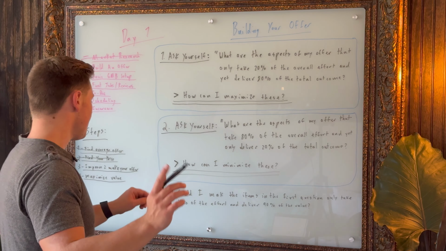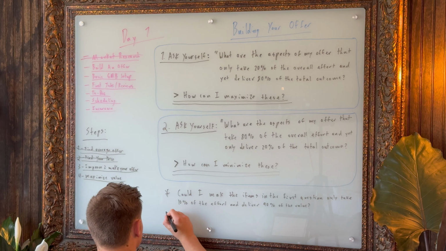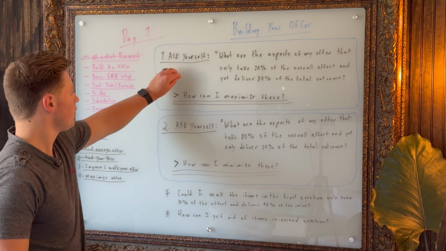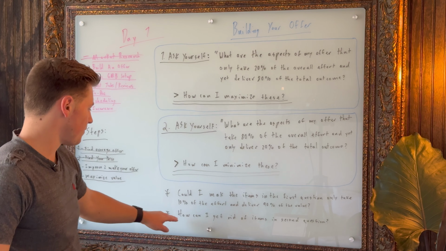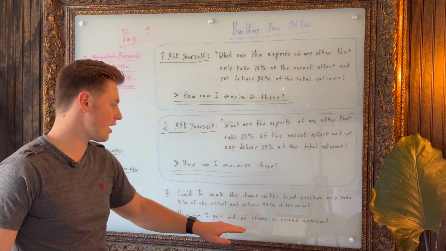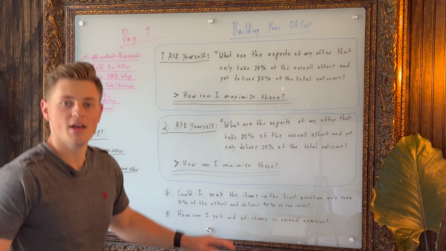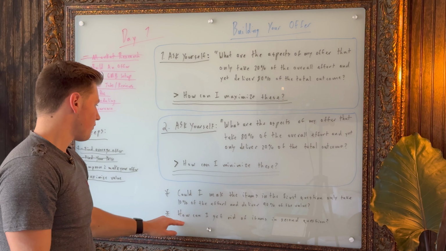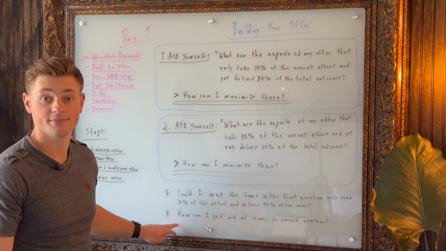Hopefully that makes sense. And then you're gonna ask yourself, how can I get rid of the items in the second question? So these, fully optimize them. See if they could be only 10% of effort, 90% of outcome. And once you've fully optimized them, then try and maximize their presence in your offering. For these, see if you can get rid of them. Is there a way you can get rid of them?